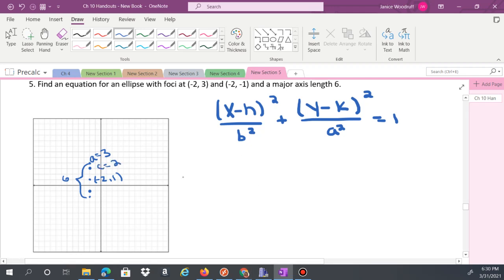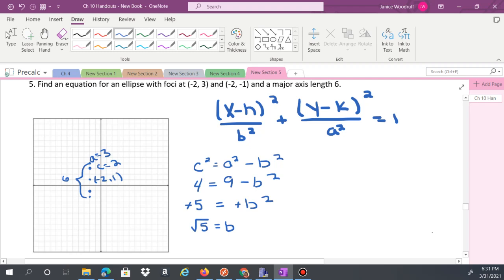So then to write the equation, I need to find b. So c squared equals a squared minus b squared. We'll go, c is 2, so 4 equals 9 minus b squared. So it looks like that's -5, so that's going to be positive. So b squared is going to be 5. B is going to be the square root of 5.